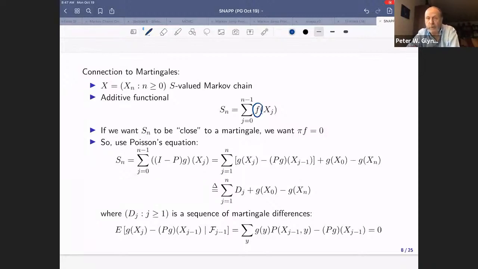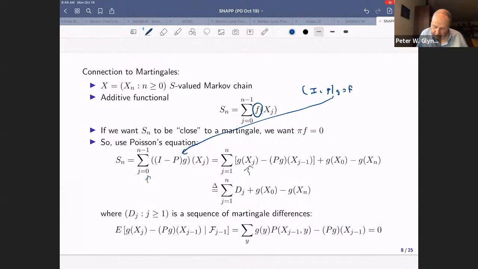Now, what is it that's really cool about Poisson's equation? It's that if we now substitute in the fact that G solves Poisson's equation, then, of course, I minus P times G is equal to f. And if we just substitute that in for f of xj, here's what we get. And so each term in this sum is a g of xj minus a Pg of xj. And that can essentially be written as: the sum of the g of xj's in this term is summing from j equals 0 to n minus 1.